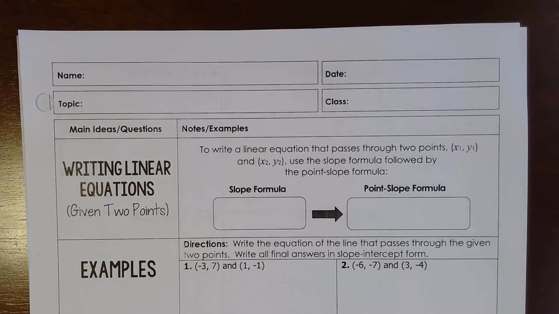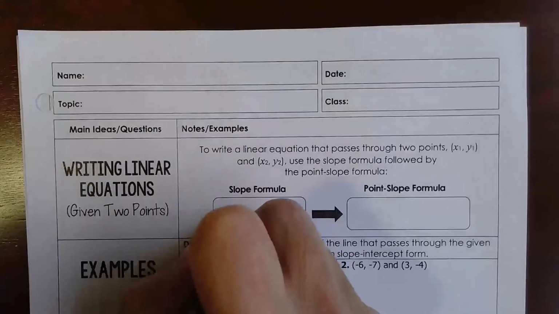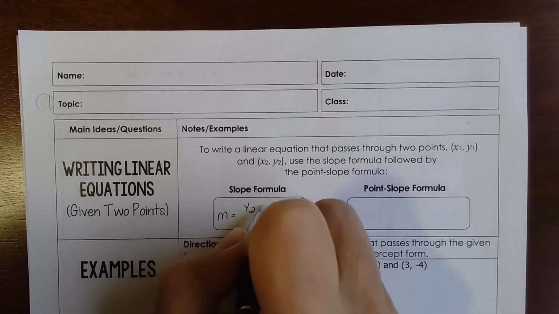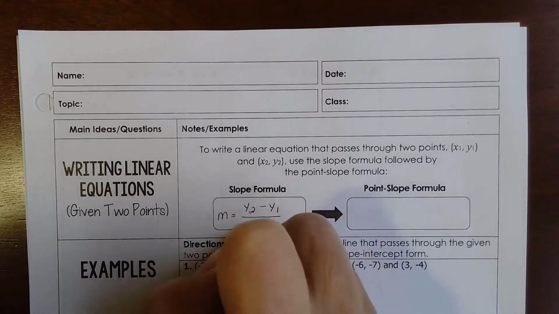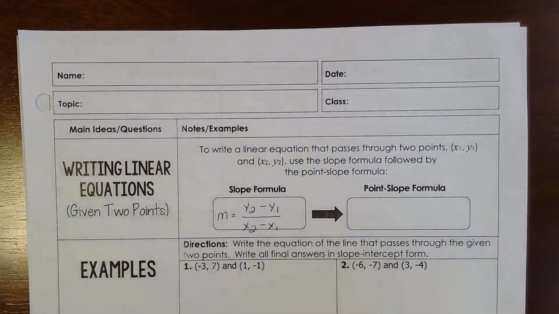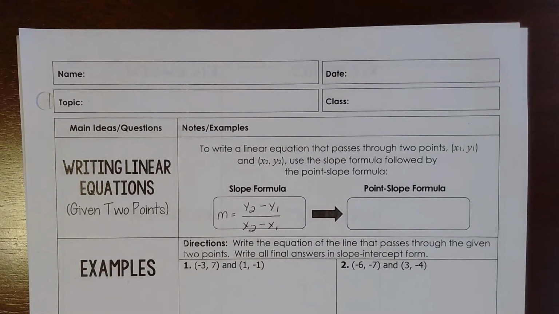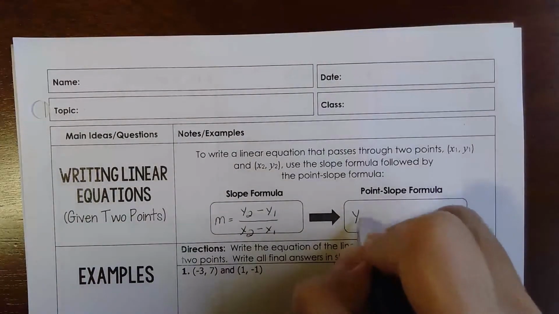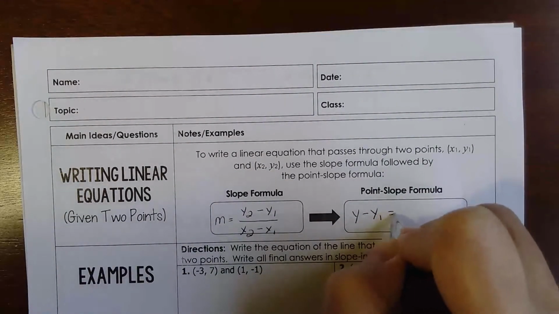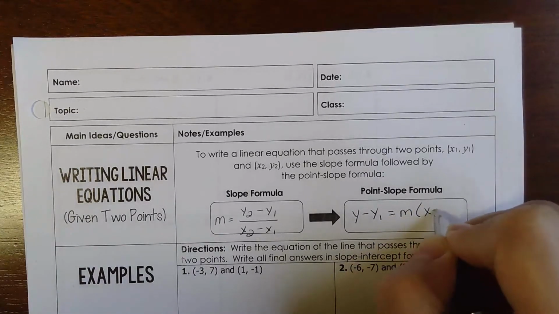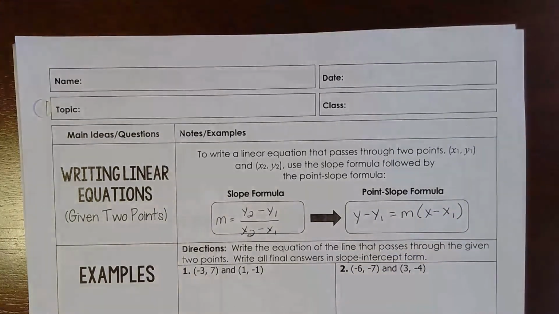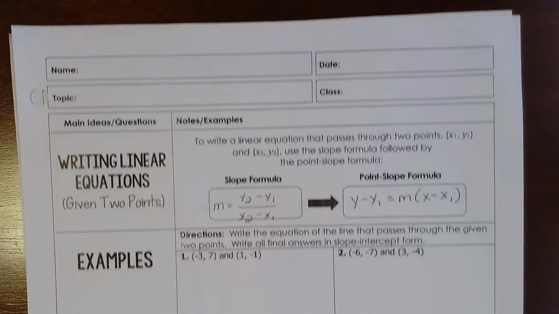All right, the slope formula. That is our m equals y2 minus y1 over x2 minus x1. We're going to calculate that first. Then we're going to take our first point and the slope we calculated and put it into our y minus y1 equals our slope times x minus x1. So we're going to put those two together, and then it will end up being y equals mx plus b. But we don't start that way.